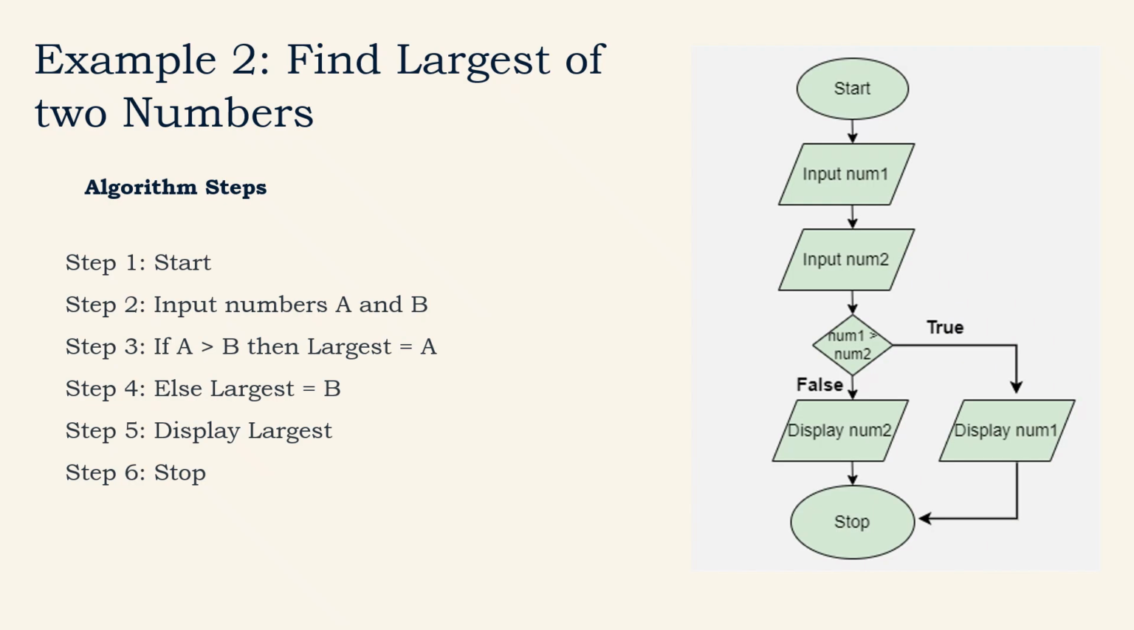So here, first the program starts and receives two numbers from the user. Then it checks the condition A is greater than B. If the condition is true, the program assigns A as the largest number. Otherwise, it assigns B as the largest number. In the flowchart, you start by accepting numbers 1 and 2. Here I check whether number 1 is greater than number 2. If it is true, it displays number 1, else it displays number 2, and then finally it stops.